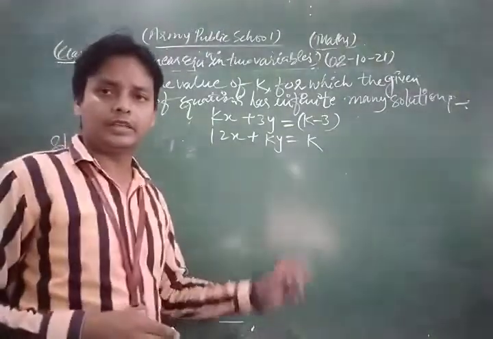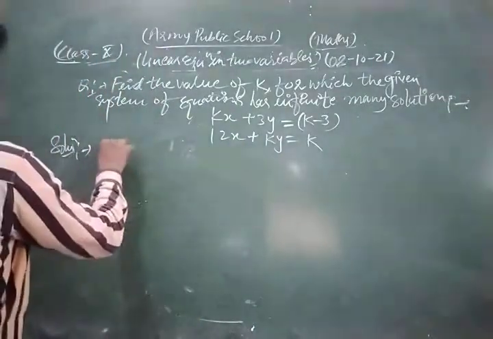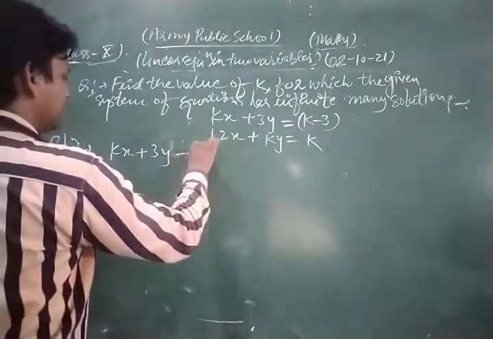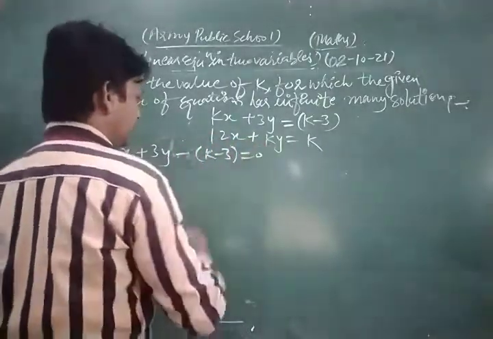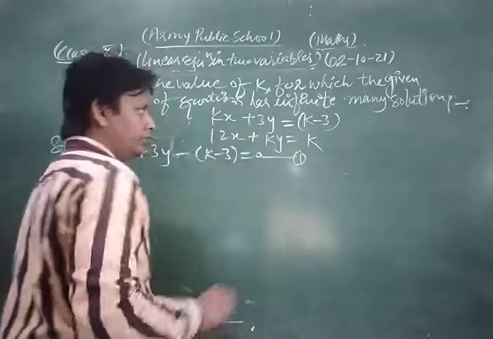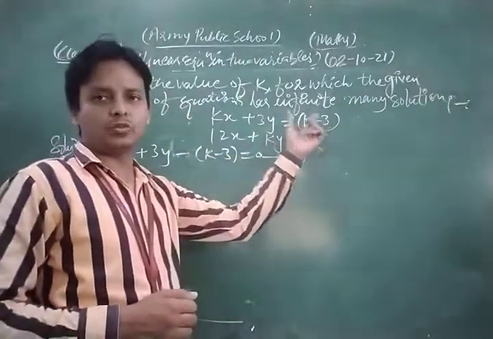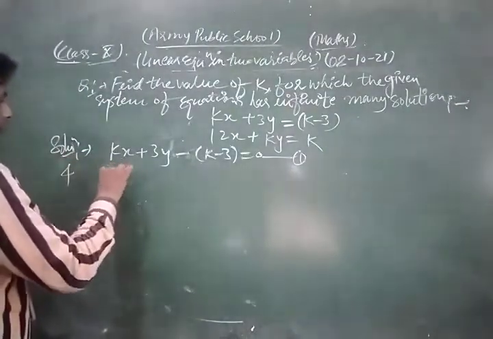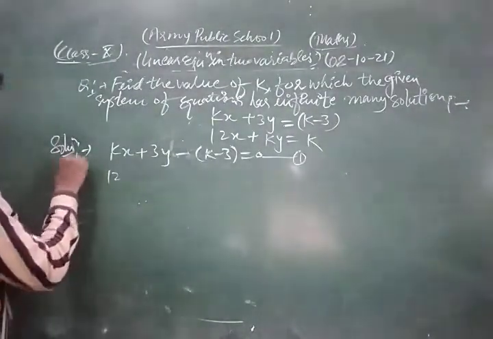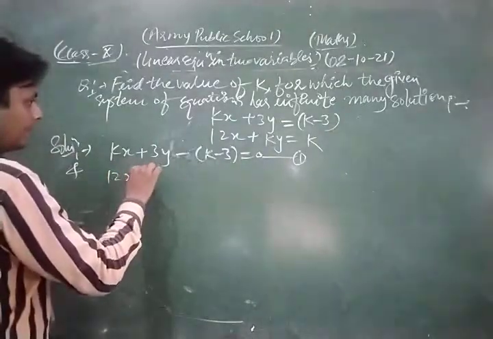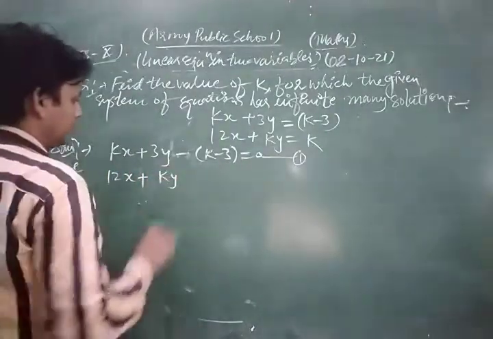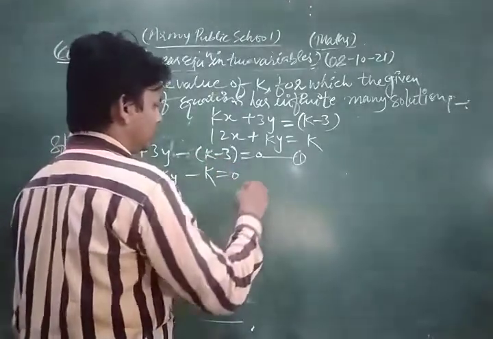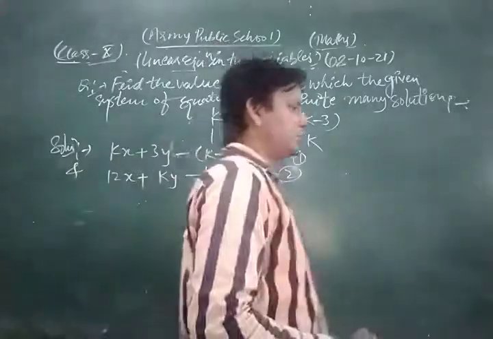Dear student, first of all, we can write the equation like this: kx + 3y - (k - 3) = 0. We take this as equation number 1, transferring k minus 3 to the left side of the equation. And the second equation is 12x + ky - k = 0. We take this as equation number 2.